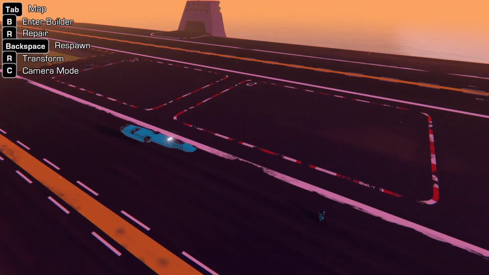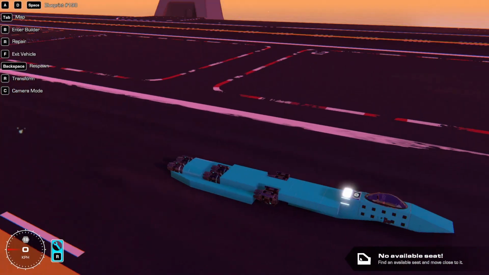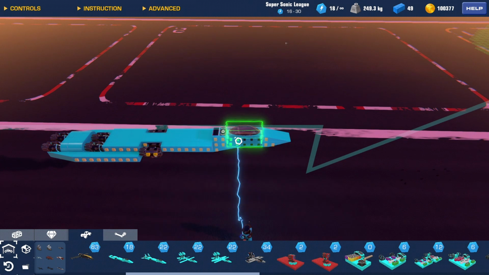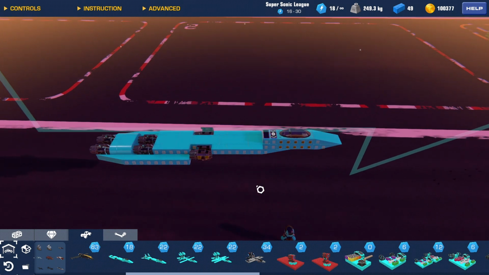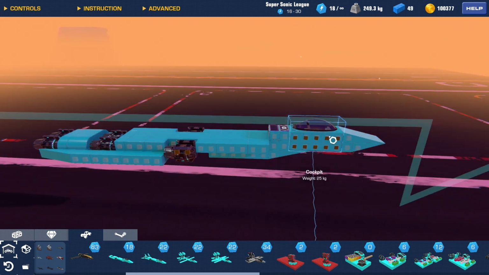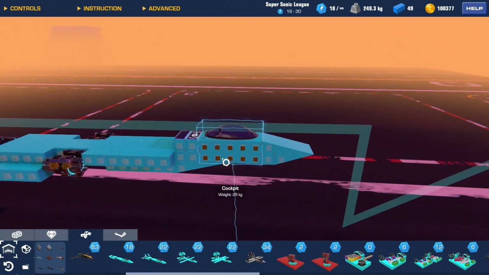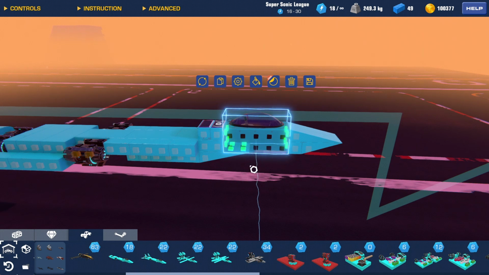The first thing that I consider when attempting to create a new plane is I want to figure out what the scale of it is going to be. So I will start with a cockpit. I will use this cockpit block.